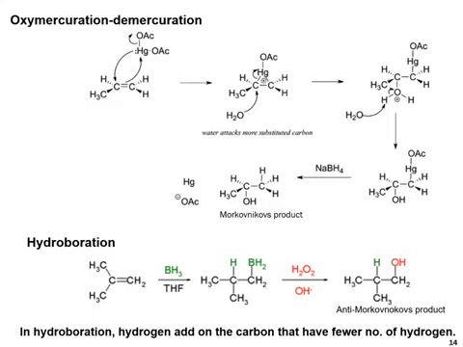Next is hydroboration. Hydroboration will give the anti-Markovnikov product. In hydroboration, hydrogen adds to the carbon that has fewer hydrogens, so it gives the anti-Markovnikov product.